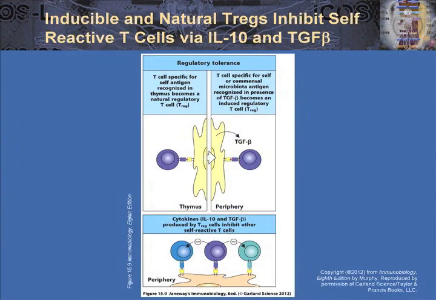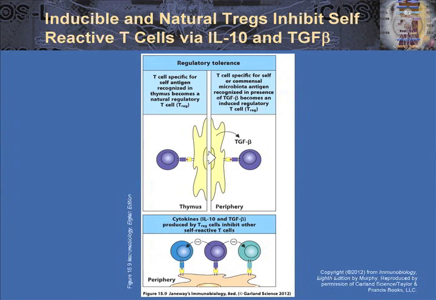There are two kinds of Treg cells which have become known as inducible and natural Tregs. T cells specific for self-antigens, antigens expressed on cells of our body, are recognized in the thymus and become natural regulatory T cells. So these cells are educated against self-antigen in the thymus under the influence of TGF-beta, and then can home out to the periphery where they will stop autoreactive T cells from developing and prevent autoimmune attack.